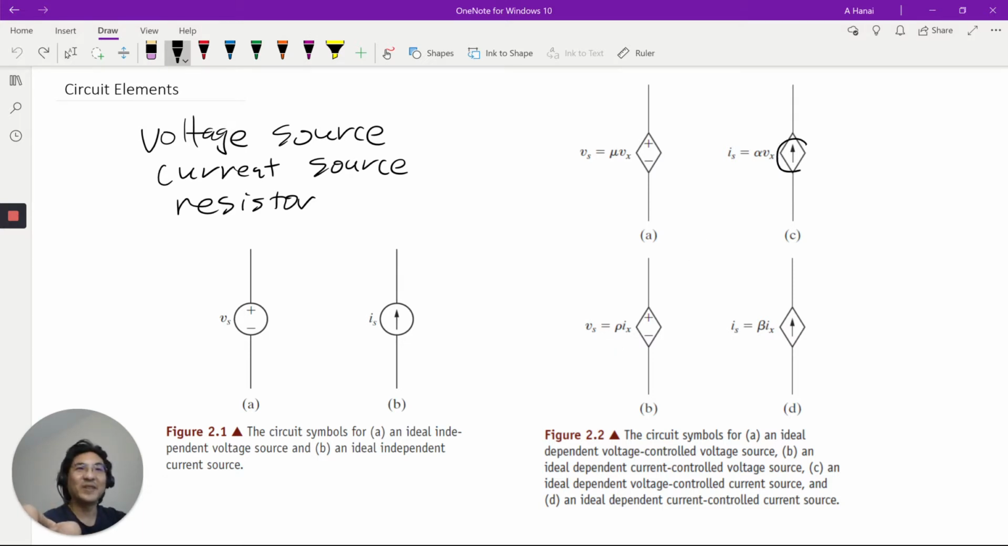Right? This is a current source that depends on the voltage somewhere else, so it's a voltage dependent current source. And then here, it's a current source that depends on the current somewhere else, so current dependent current source. Okay, so we'll dive into some examples of these later.